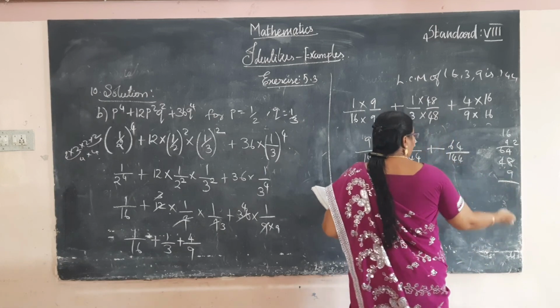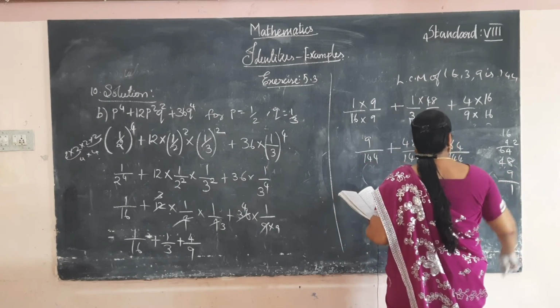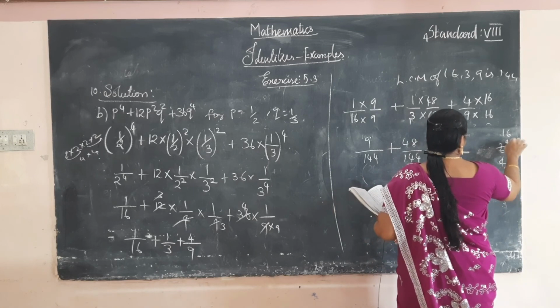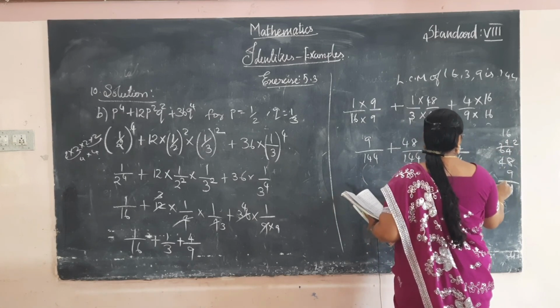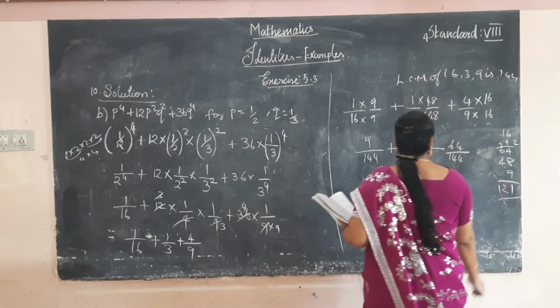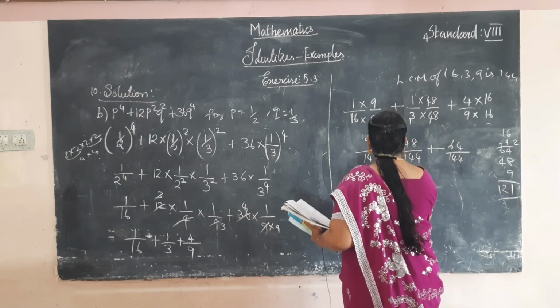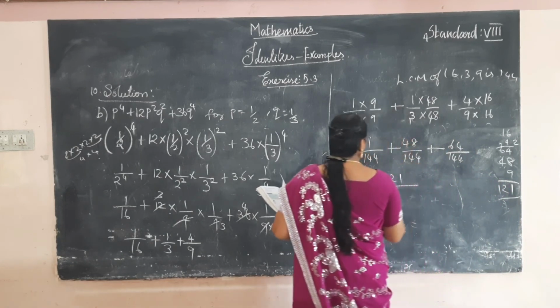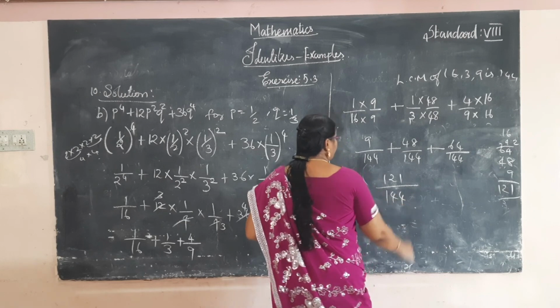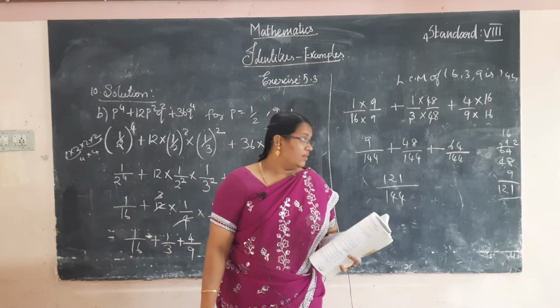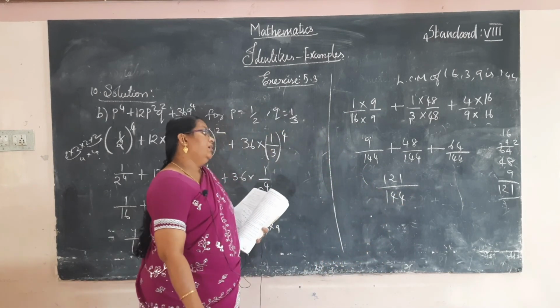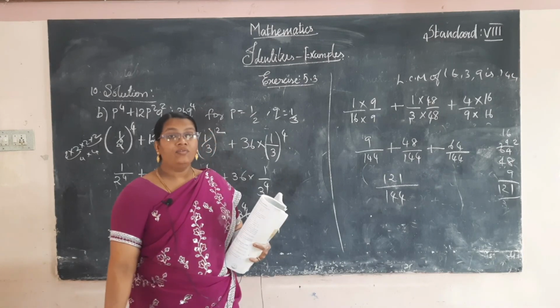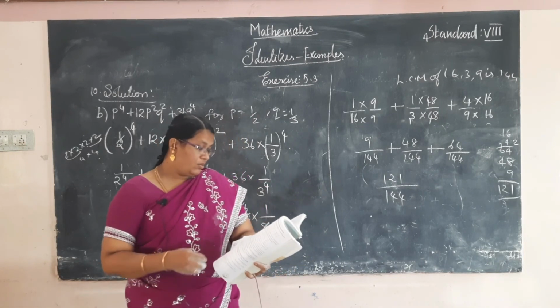Okay, so 121. So answer for this problem 121 by 144. So the evaluated value was 121 by 144. Okay. So homework.